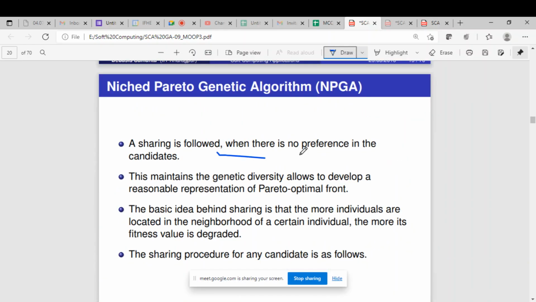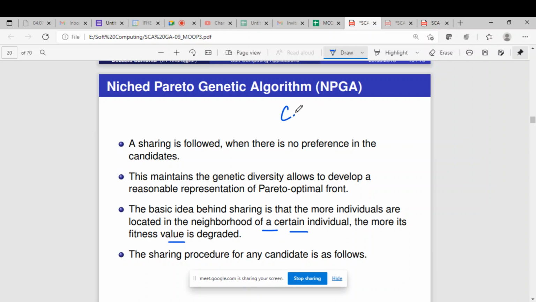Sharing will be done when there is no preference between the candidates. This maintains the genetic diversity and allows the development of a reasonable representation of the Pareto optimal front. The basic idea behind sharing is that the more individuals are located in the neighborhood of a certain individual, the more its fitness value is degraded.